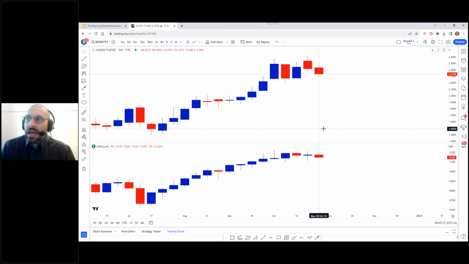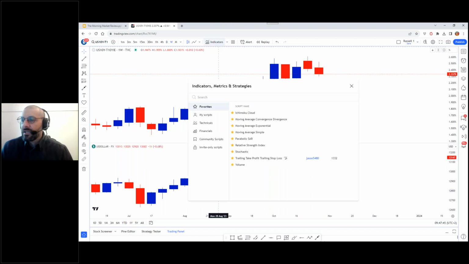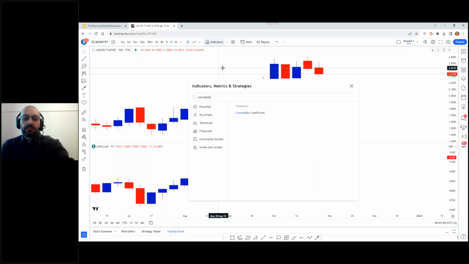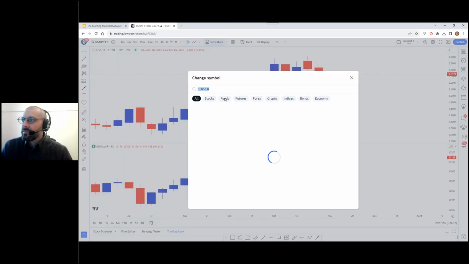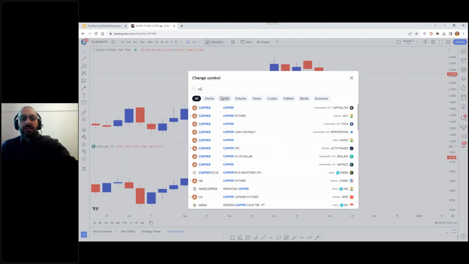Okay, and then I think it's worth our while that we add a correlation coefficient. So we just go through to indicators, type in the correlation coefficient. We're looking at it on the weekly scale. All right, just make sure the symbol that we put in here is US dollar.